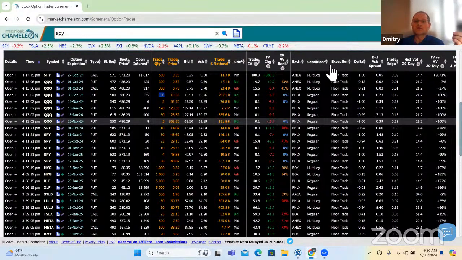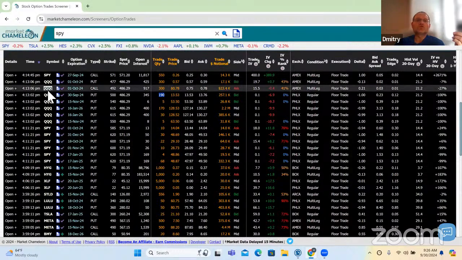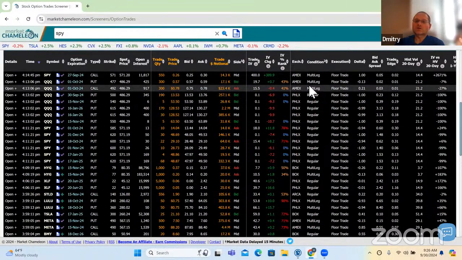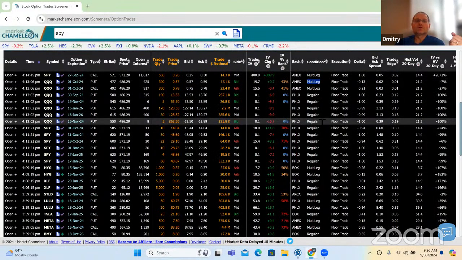So here in the QQQ, we could see this call and put are probably related, 300, 300, because they're both multi-leg trades. So any multi-leg trade means that there's something else that had to trade simultaneously with it, another option leg that traded with it.